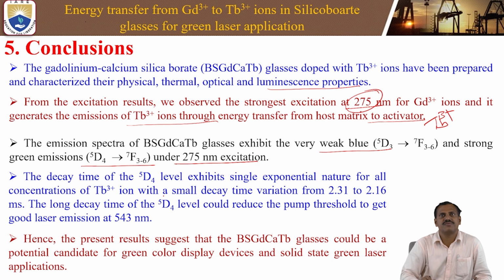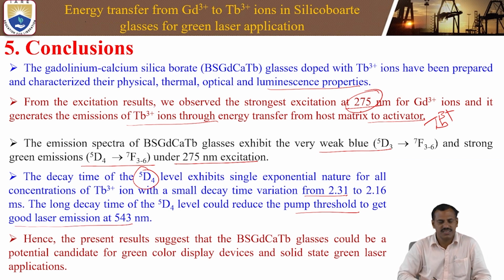The decay times of the 5D4 level exhibit single exponential nature for all concentrations of terbium-3+ ions, with a small decay time variation, averaging 2.2 milliseconds for the 5D4 emission, that is the 543 nanometer emission. The long decay time of the 5D4 level could reduce the pump threshold to get good laser emission, particularly at 543 nanometers. That is useful for terbium-3+ ions.